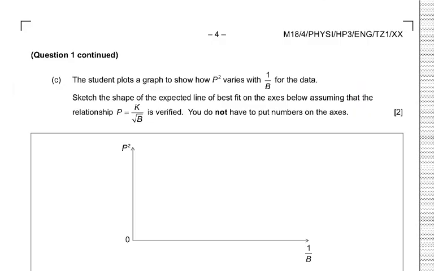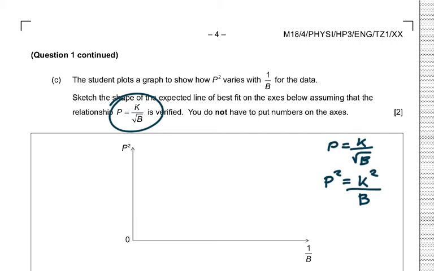Indeed, there is. We're plotting period squared versus 1 over magnetic field strength. Part C says, sketch the shape if you were to plot period squared versus 1 over B. The original expression is already given right here: period is K over the square root of B. Let's see what happens when you square the period. That would be squaring both sides. When we square both sides, we get rid of the radical on the magnetic field.